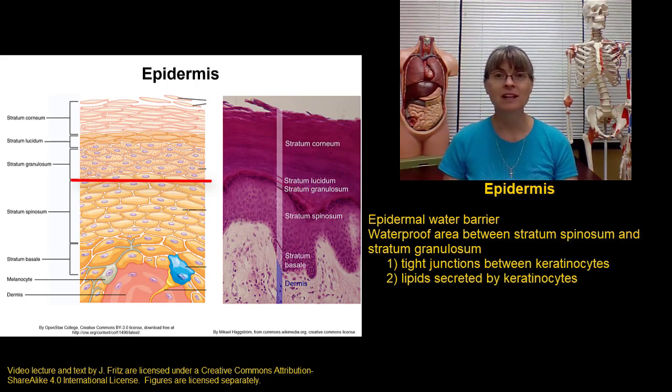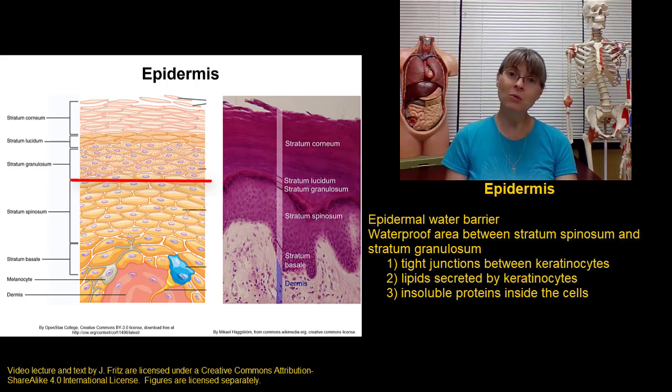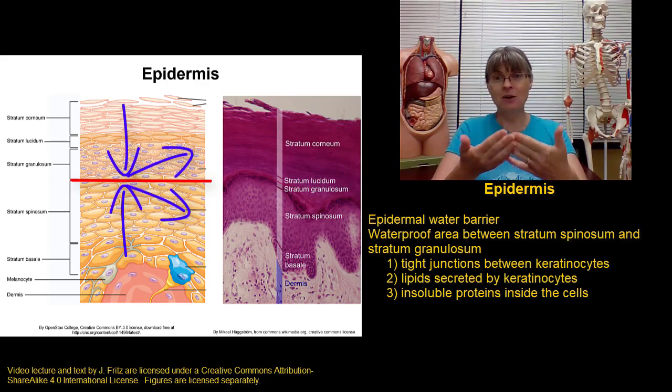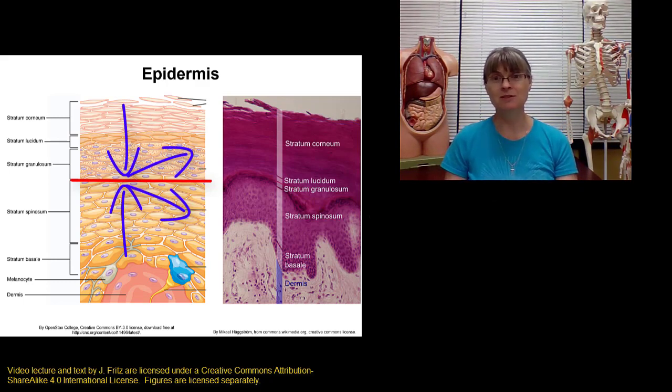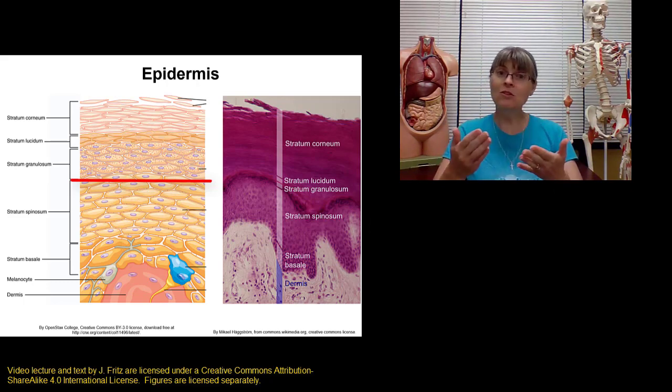The third component is a layer of insoluble proteins inside the cells. And these proteins provide one more layer that make it difficult for water to get across. Between these three components, the tight junctions, the layer of lipids, and the layer of insoluble proteins, water can't get out or in the epidermis. Water can't get out of the body or into the body past the epidermis.